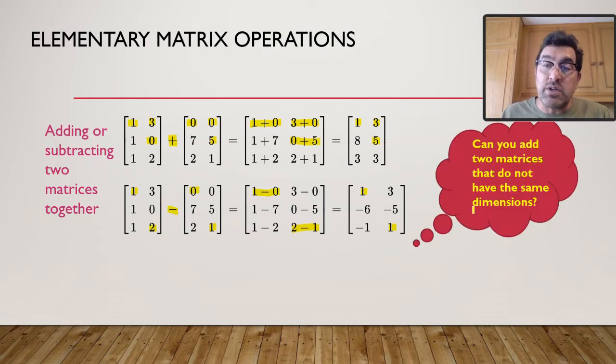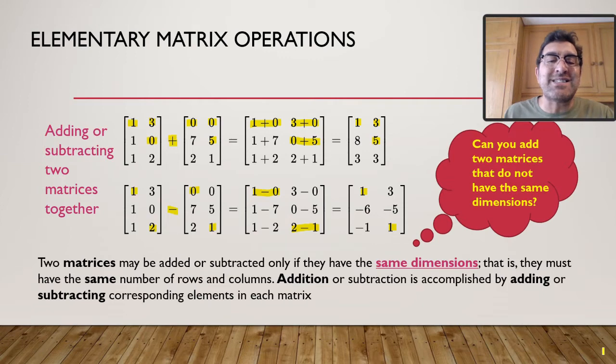Okay, so the question: can you add two matrices that do not have the same dimension? And the answer is no. They have to have the same dimension. How do we add or subtract? We use corresponding entries in the two matrices.